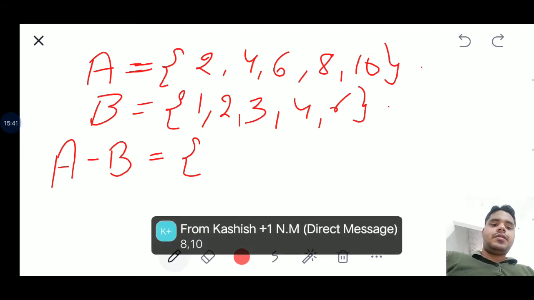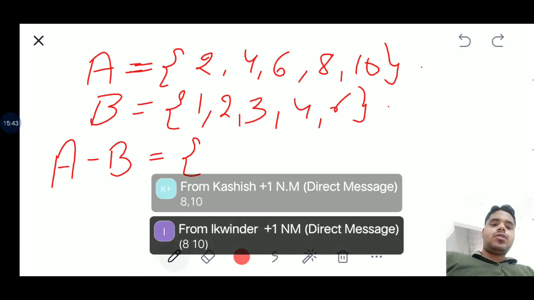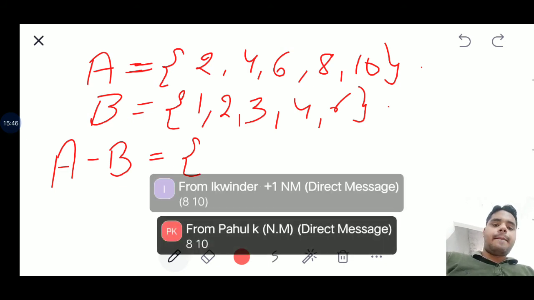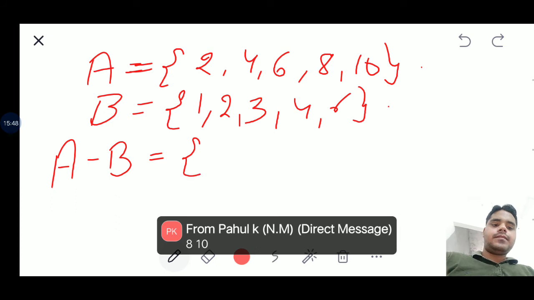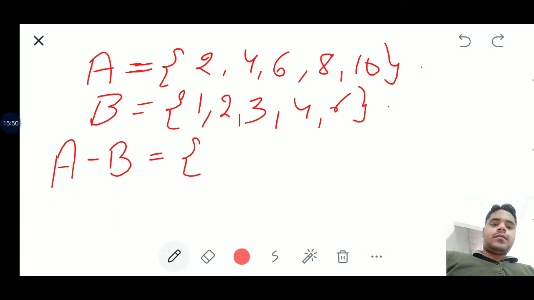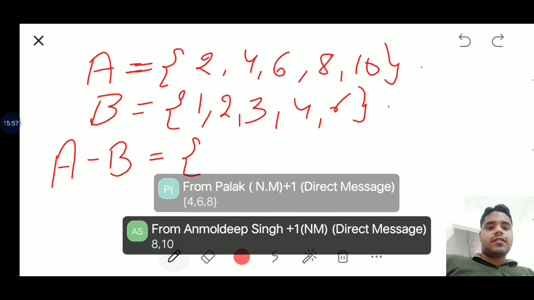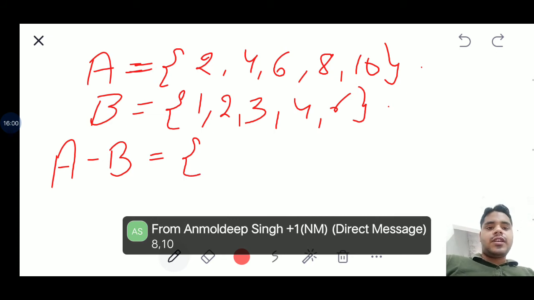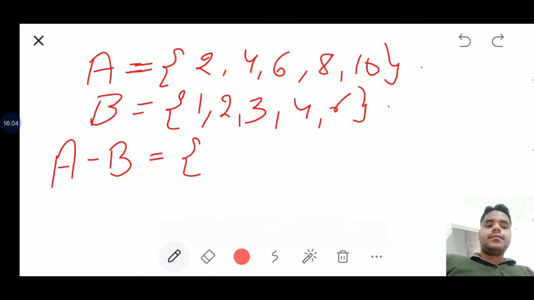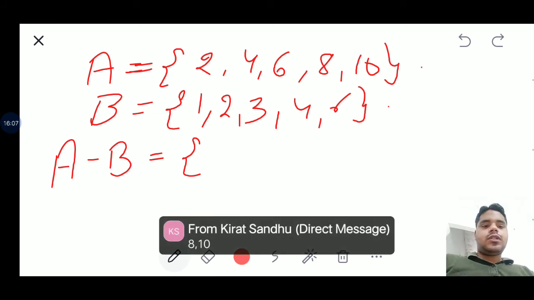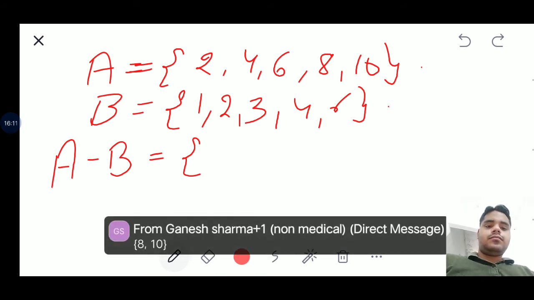Good Kashish. Good Ikwinder. Good Pahul. I want more responses. Everyone should try. Good Jaskaran. Good Palak. Just check your answer once again. 4 is already there in B. Anmoldeep, good. Good Kirat Sandhu. Good Ganesh Sharma.